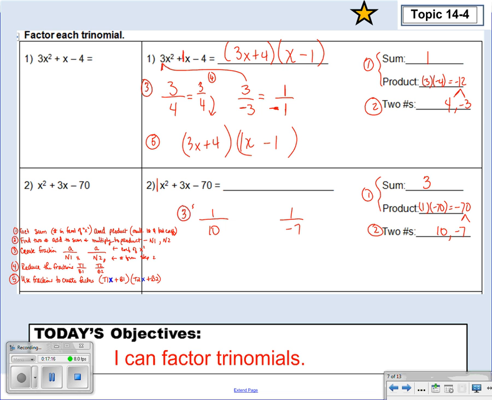So in this case, our step 3 and 4 are the same. I cannot reduce 1/10, and I cannot reduce 1 over negative 7. So now my last thing is to create my factors using the fractions. So the top number first, x, and then plus the bottom number, 10. From the second fraction, top number first times the x plus the bottom number, that's a negative 7, so I can just put minus 7.